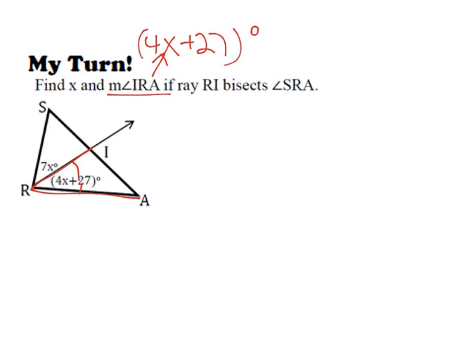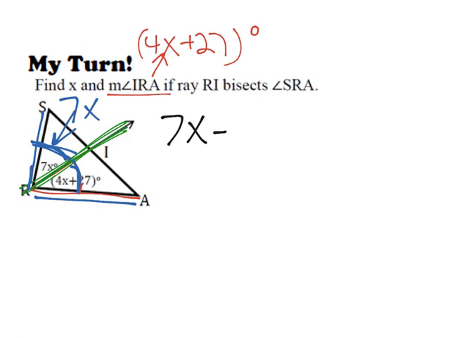We know that the ray RI, here in green, bisects SRA. So this one here, from S to R to A, it bisects that, which means it cuts it in half. Well, if it cuts it in half, guys, then this angle here and this angle here are equal. So at this point, we know that SRI, this angle here, is equal to 7x. And if these two are equal, then it would hold true that 7x is equal to 4x plus 27.